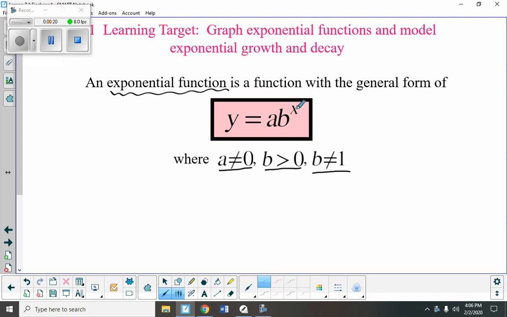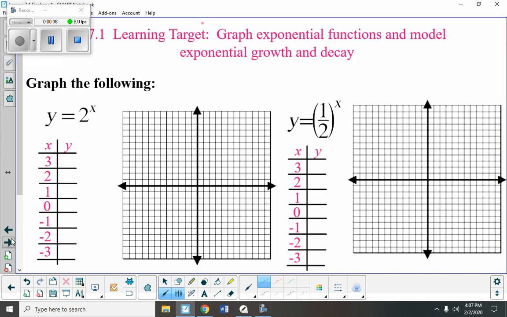An exponential function has an x for an exponent. And also your a value can't be 0. Your b value has to be greater than 0. And your b cannot equal 1 because 1 to any power is just 1. So let's look at a few of these.